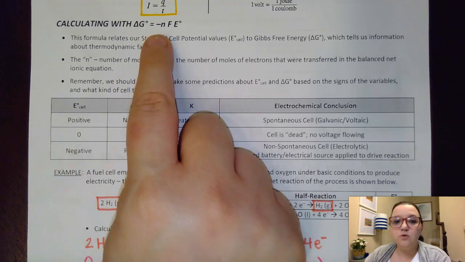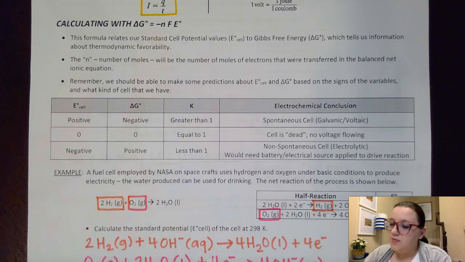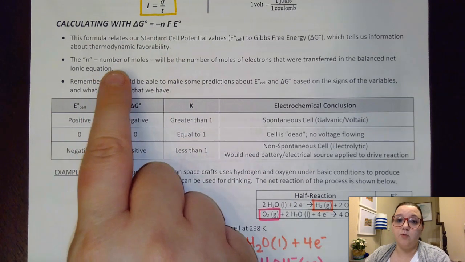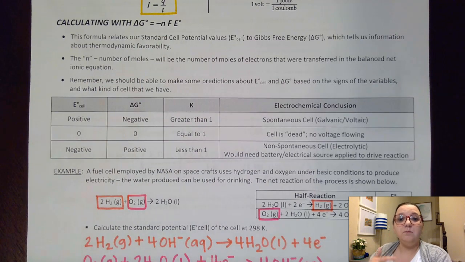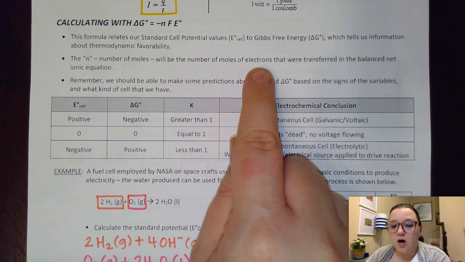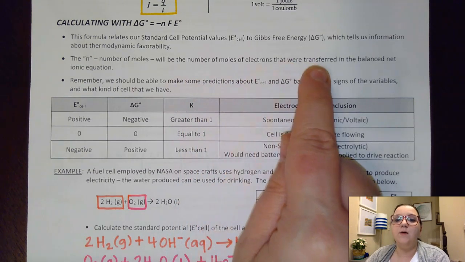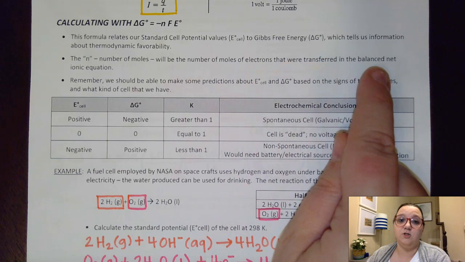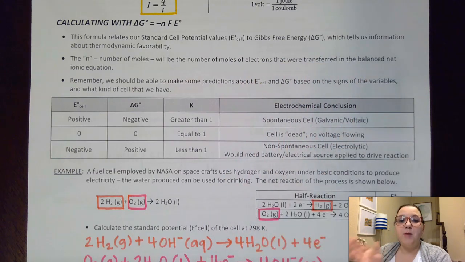Now, these other two components in this formula: the n represents the number of moles, just like we saw in previous problems. However, here we have to be careful of what kind of moles we're dealing with. Here we are dealing with the number of moles of electrons that were transferred in the balanced net ionic equation. So we've got to make sure that we balance that net ionic equation, so that the electrons lost and electrons gained by our two processes are equal, and then we can take that number of electrons and apply it to this equation.